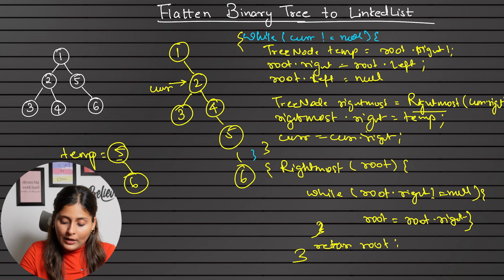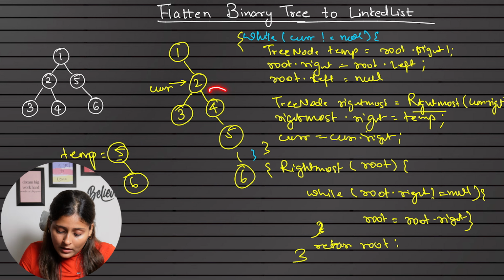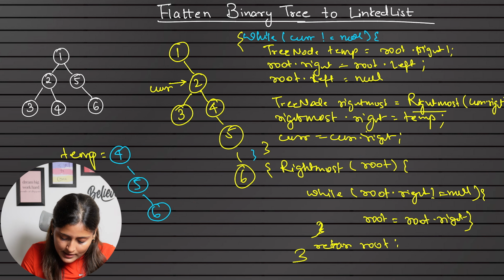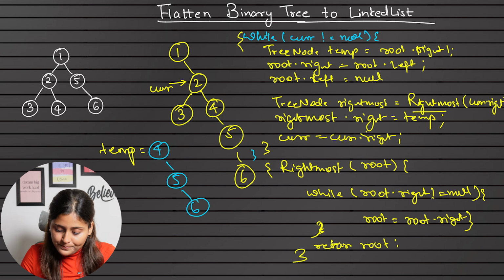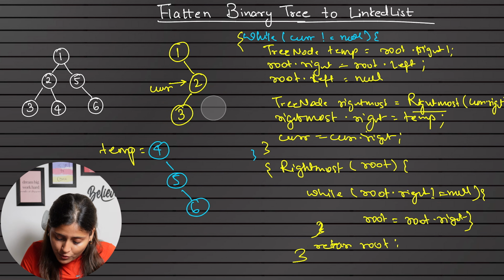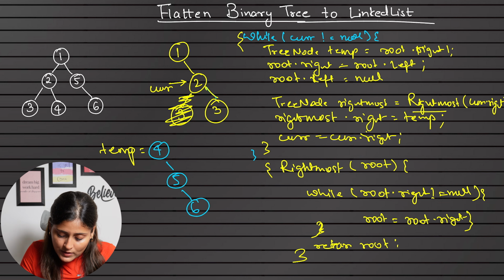Okay. Now what we'll do? See, is current null? No. So now what we'll do? Its right side, we'll save in a temp variable. So how will the temp variable look? It will look like 4, 5, 6, and this is how the temp will look. Now, whatever is there in the left side, we have to connect to the right. So now 4, 5, 6 will get removed and 3 will get moved here. Now the left side, we have to make it null. So this will get removed.